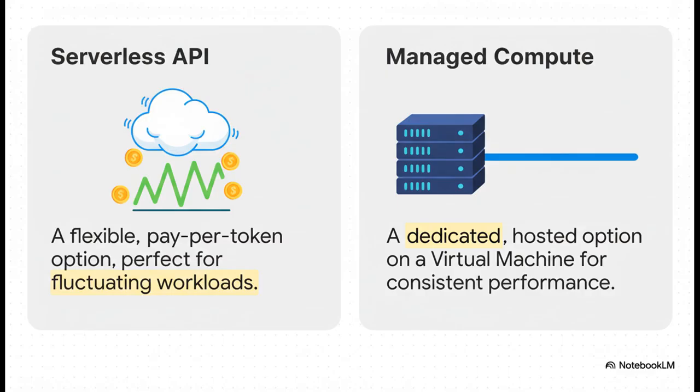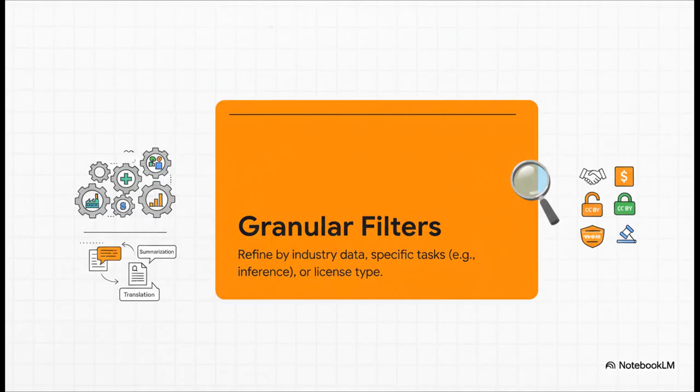On one hand, you've got the Serverless API. Think of this as your pay-as-you-go, super flexible option. It's perfect if your workload goes up and down or for just trying things out. On the other hand, you have managed compute. This is for when you need your own dedicated, always-on powerhouse, hosted right on a VM. And finally, you can dial it in even more. Let's say you're building a chatbot for a bank. You could filter by the finance industry to find models that are already trained on that kind of data. Then you could filter by task to find one that's great at summarization. And all along, you're making sure the license actually lets you use it for your business.